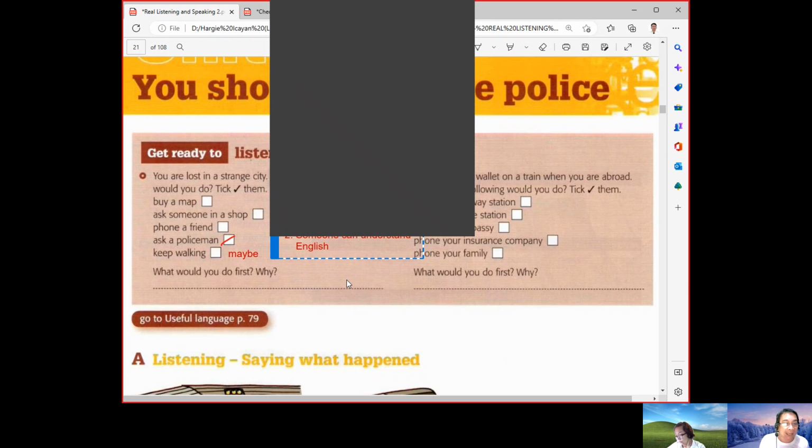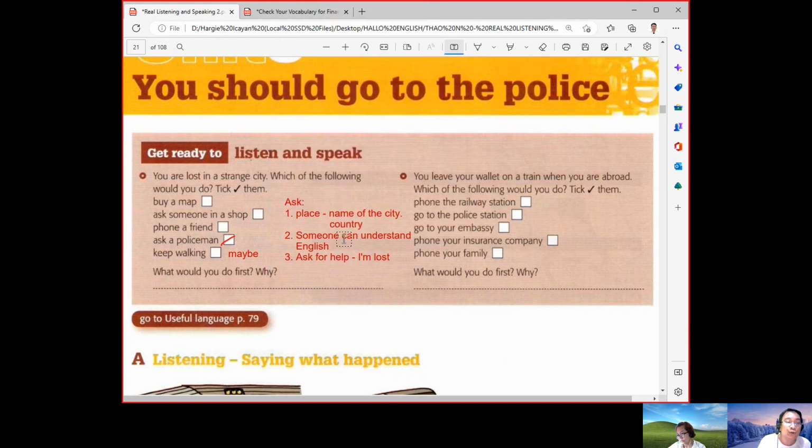And then you are going to ask for help. Why? What's the reason you need to ask for help? Because you have to tell them that I'm lost. So those are the most important things that you should tell the policeman.